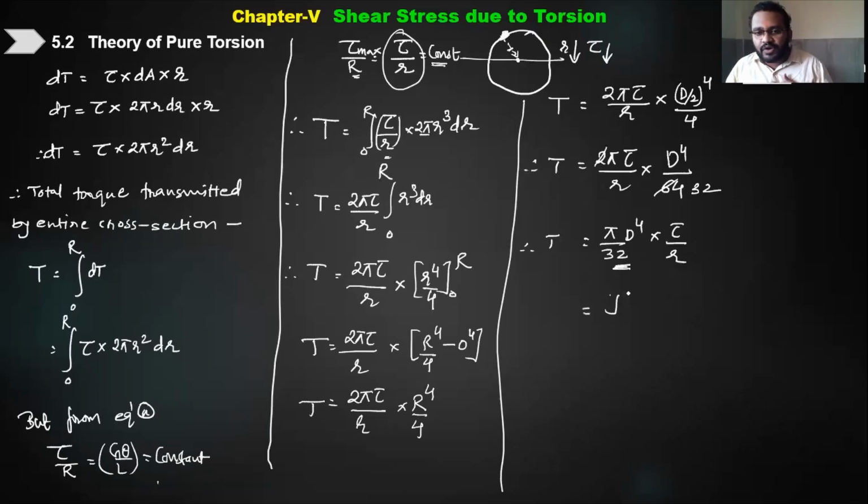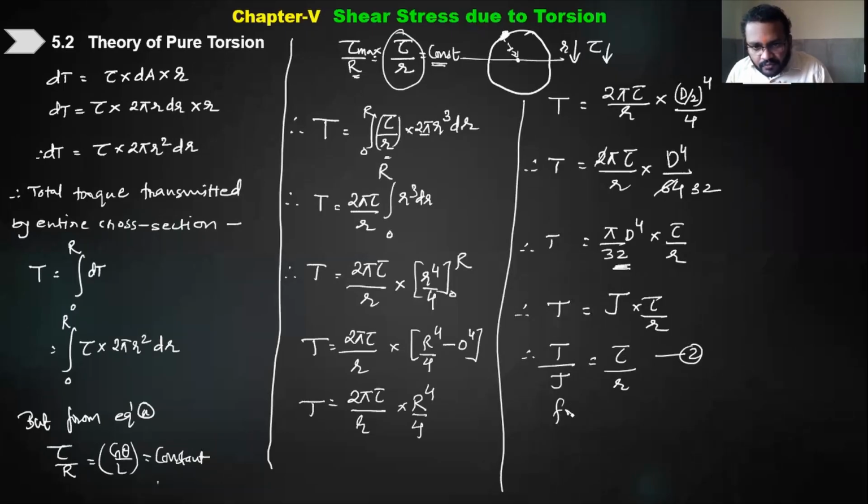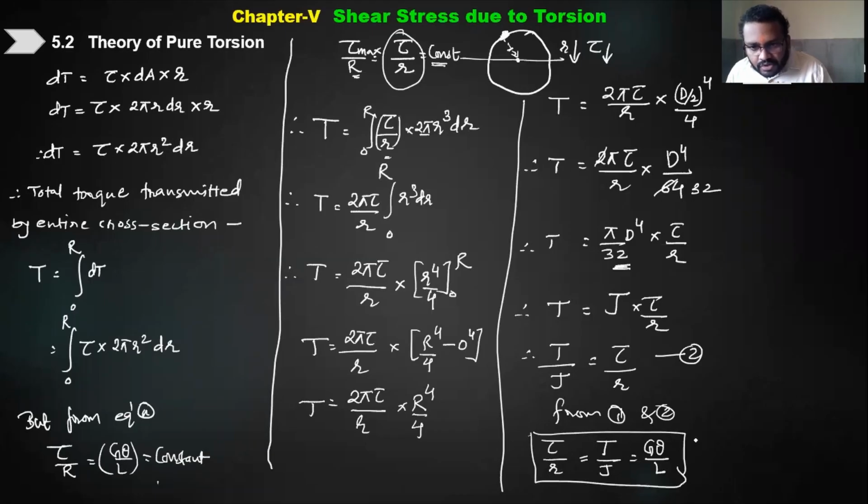For a circular section it is the polar moment of inertia, right? For a circular cross section it is the polar moment of inertia. So therefore I am getting a relation here. Okay, so torque by J, polar moment of inertia, is tau by R. Let's say equation 2. And therefore from 1 and 2, what can I write down? Tau by R is equal to T by J is equal to G theta by L. This is called the equation of torsion or torsion equation.